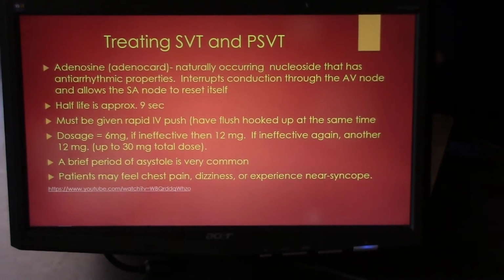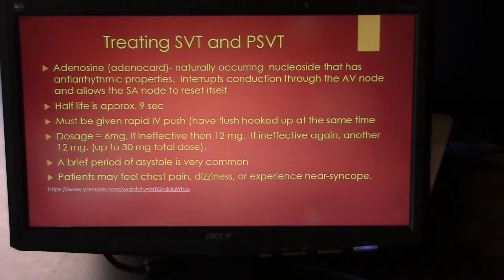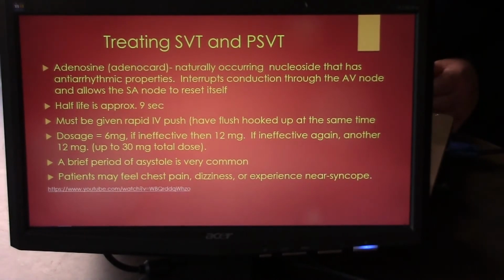The dosage for adenosine or Adenocard is 6 milligrams. And then if it's ineffective, a minute or two later, you give 12 milligrams. And then in another minute or two later, another 12 milligrams. You can only give up to 30 milligrams. So it's 6, 12, and 12, very quickly, as rapidly as possible.